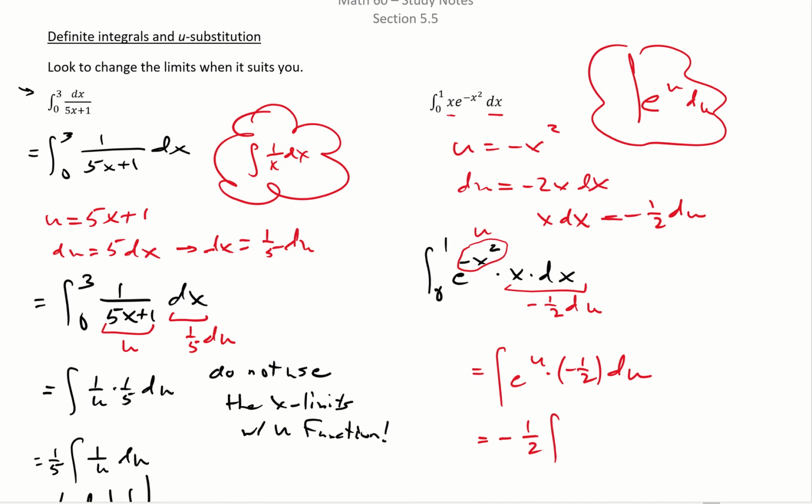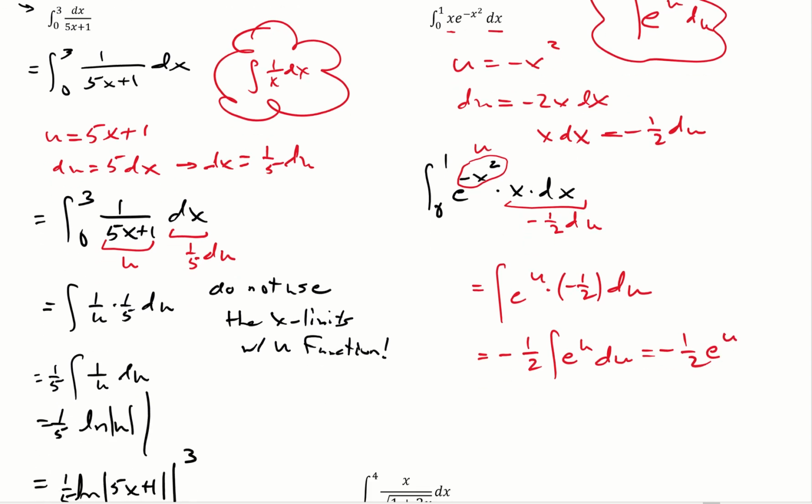And I've got the integral of e to the u du. Bless you, I know that guy. It's minus 1/2 e to the u again. But now I'm going to change it back to x. It's minus 1/2 e to the minus x squared. And now we apply the limits 0 to 1.